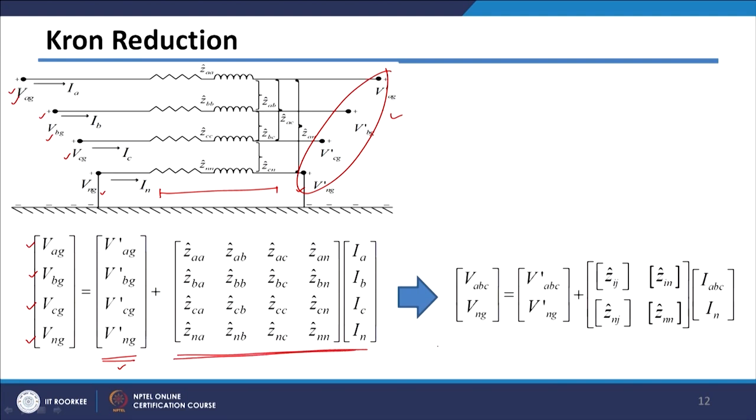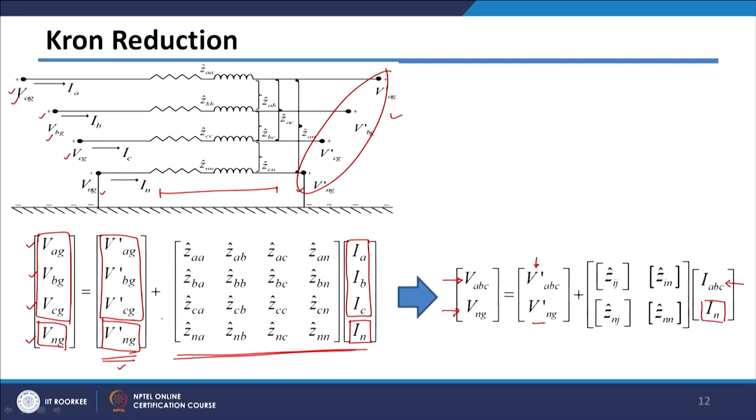And in this system of equations, these three terms I can write in short form as VABC, and this term as VNG here. These three terms I can write in short form as V dash ABC, and this term is V dash NG as it is. These three currents, which are basically phase currents, I can write using IABC notation, and this is your neutral current, which is IN notation here.